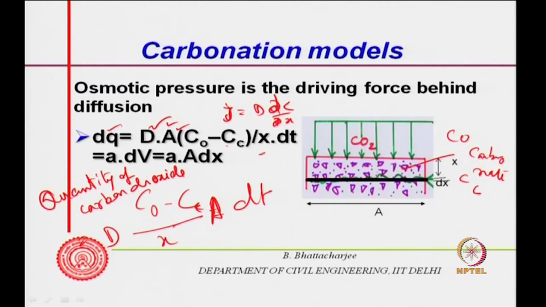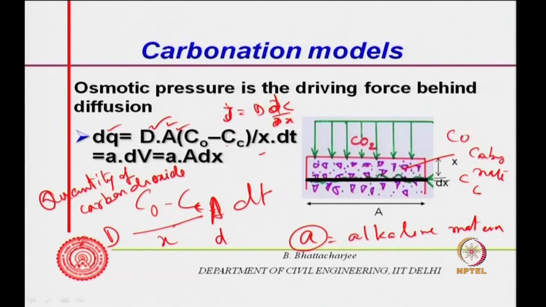Now, if it is all getting neutralized at this moment, let us say small a is the alkaline material present that is being neutralized. So, the total volume or total mass of carbon dioxide coming in will dissolve and actually react with the alkaline material present in the dx.